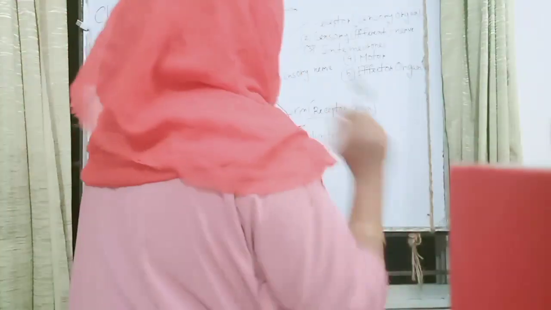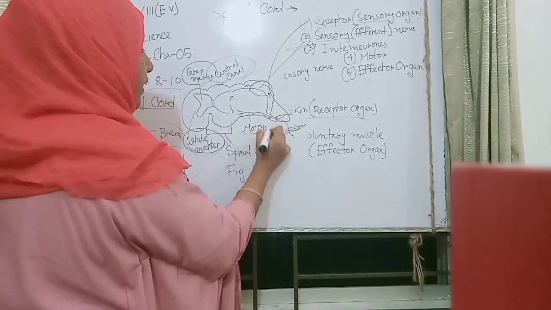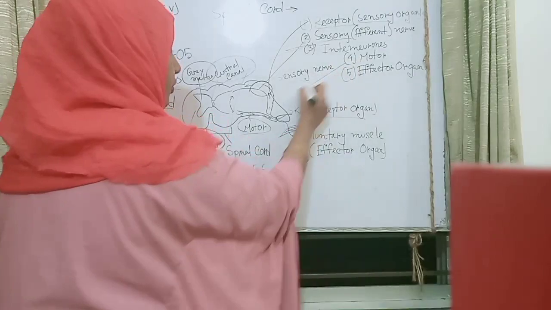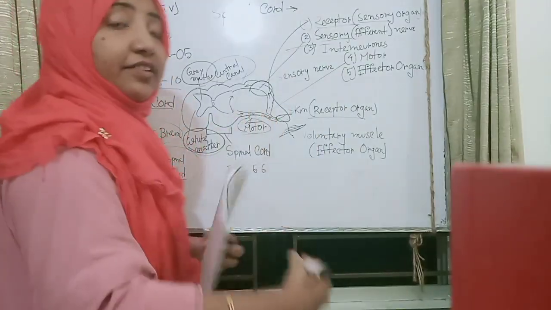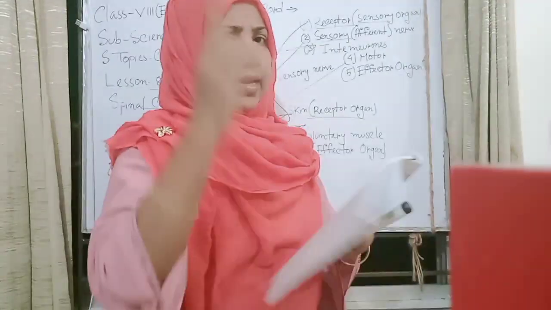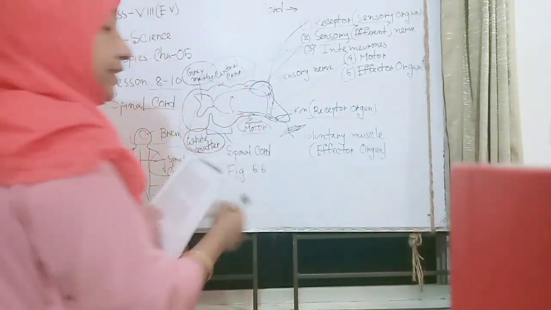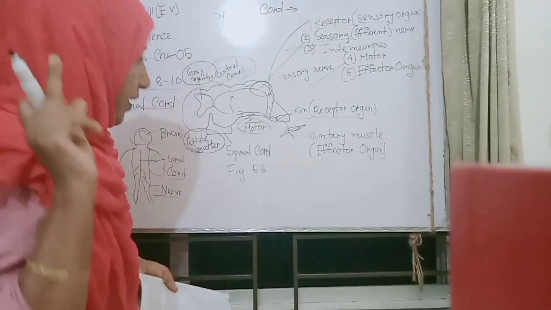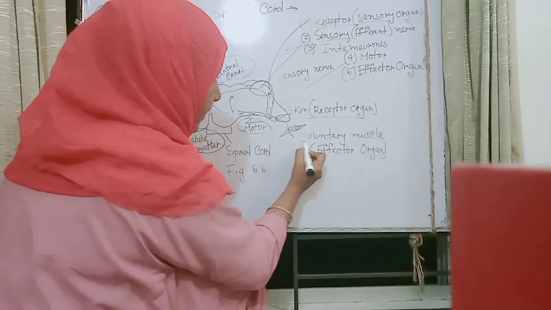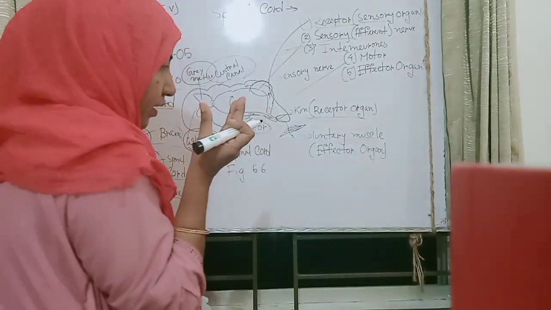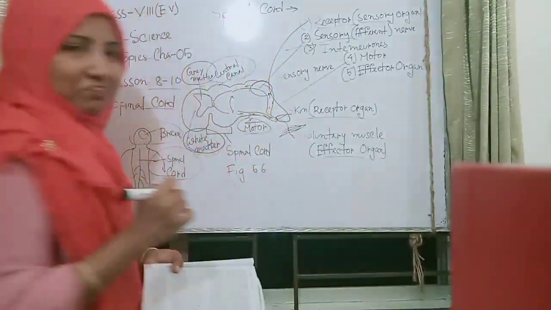And the fourth structure is the motor. I have also identified this structure as the motor. And the fifth structure is the effector organ. Here this structure is the voluntary muscles, or the effector organ.